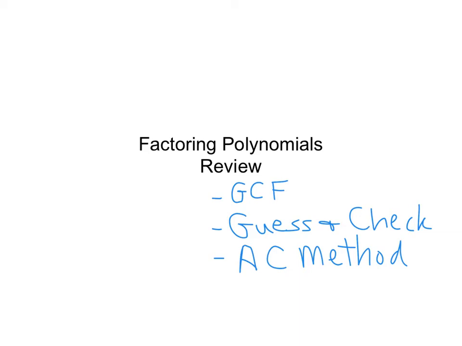It's going to be a little bit longer than what we did in class because I have more examples that you can stop the video and try on your own. Specifically, we're going to talk about the greatest common factor, which should be review, and guess and check, which also should be review. The only thing that's maybe new is the AC method, but it's my personal favorite because it always works to factor a polynomial.